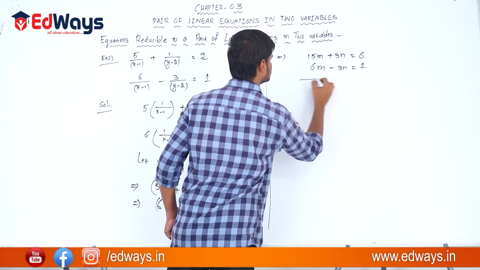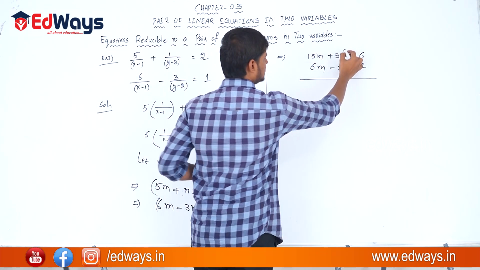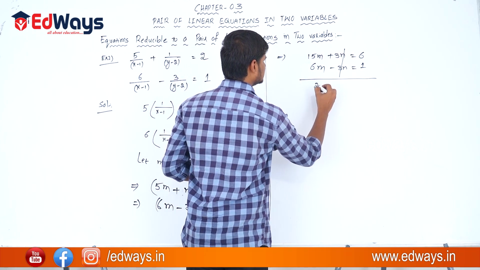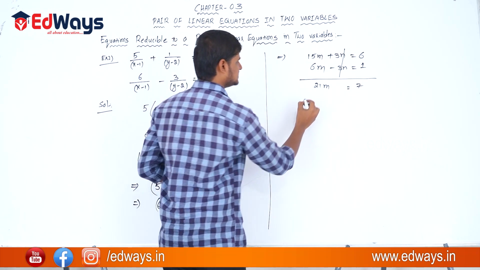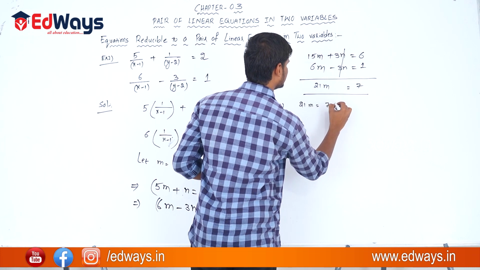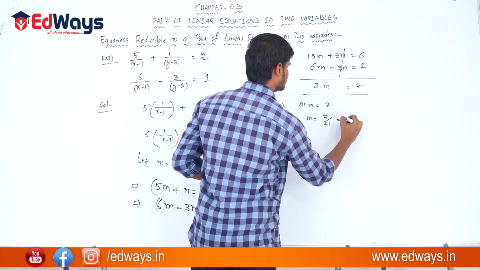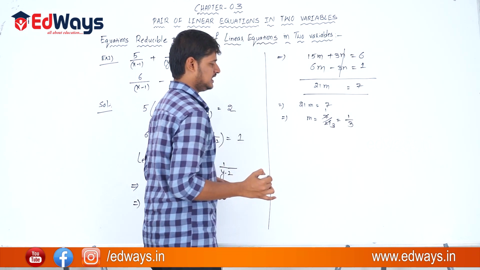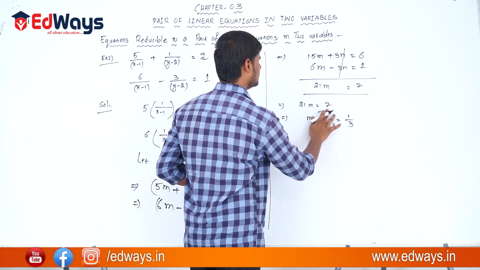So now solve these two equations. Just add them so that plus 3n and minus 3n get cancelled. This is 21m is equal to 6 plus 1, that is 7. So from here 21m is equal to 7 and m is equal to 7 by 21, that is 1 by 3, because 7 ones are 7, 7 threes are 21, right? So 7 by 21 is 1 by 3. We got the value of m.